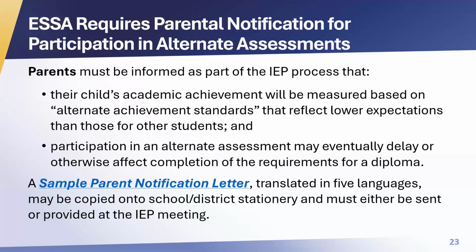Another requirement of the Every Student Succeeds Act, or ESSA, is parental notification. Remember that parents must be informed as part of the IEP process. If a student is taking an alternate assessment, parents have to be notified that their child's academic achievement will be measured based on alternate academic standards that reflect lower level expectations.